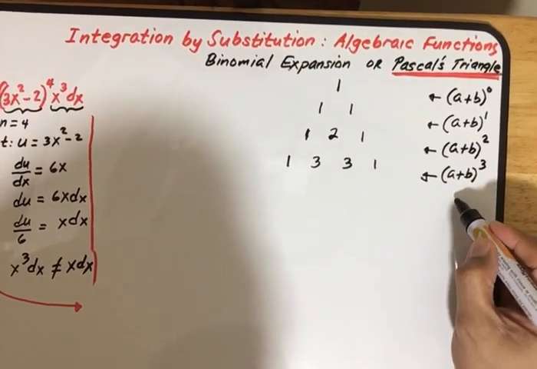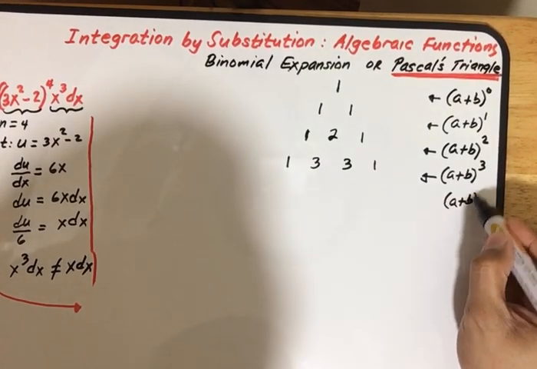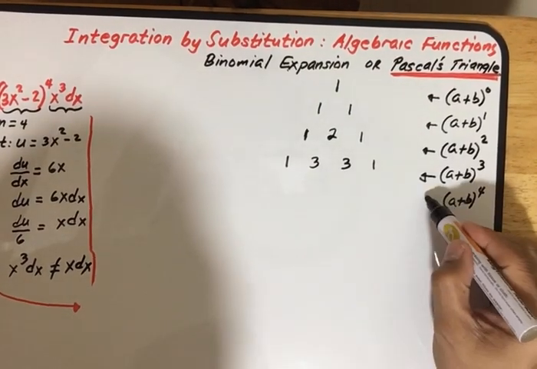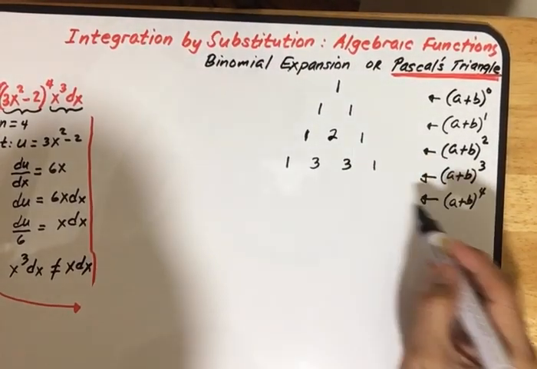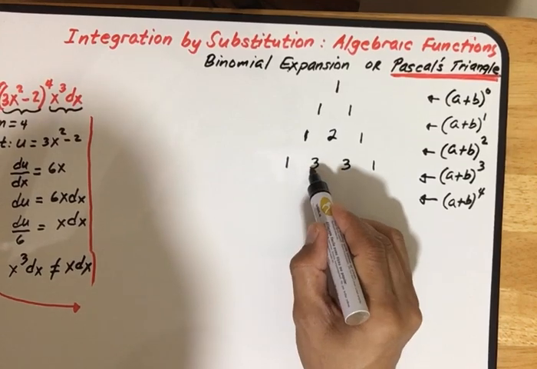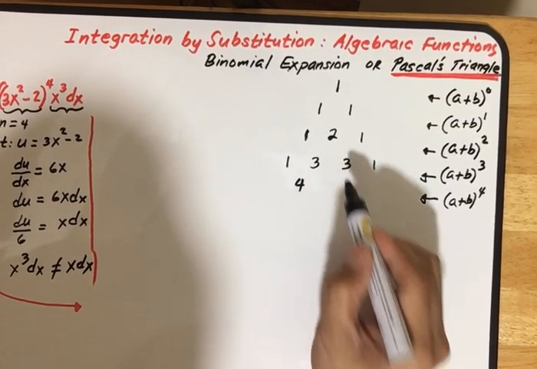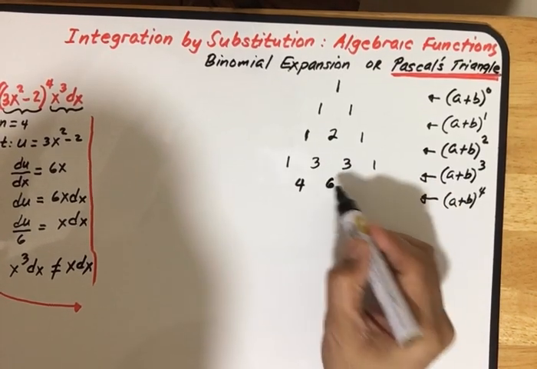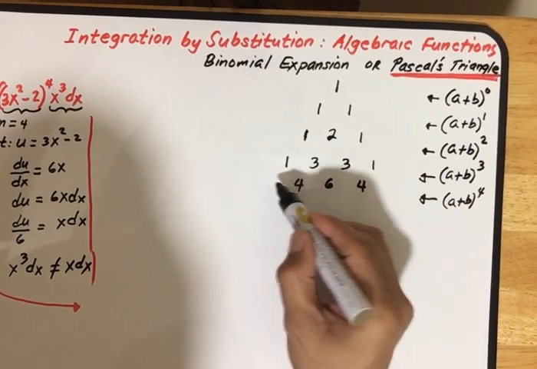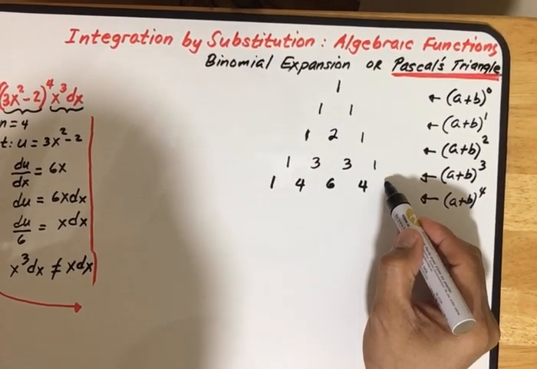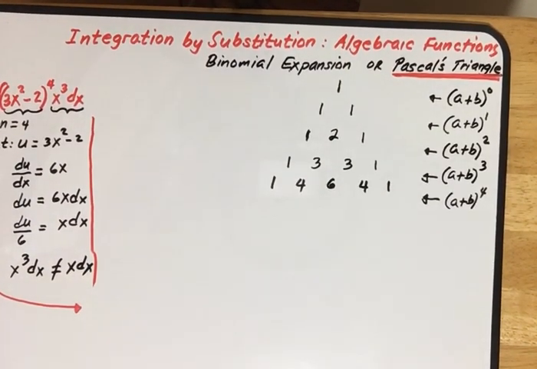Then if you continue, say a plus b raised to a power 4, the Pascal's triangle will be something like this. You add 1 and 3, so that would be 4. Adding 3 and 3 gives 6. Adding 3 and 1 is 4. Then again you just put 1 on the left and also 1 on the right. So you see, we form a triangle.